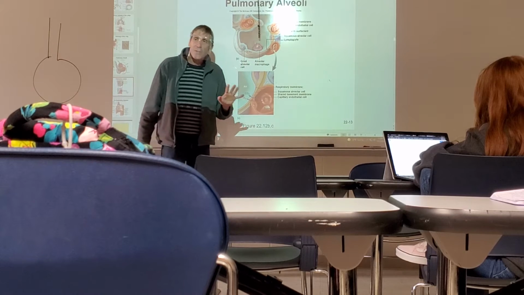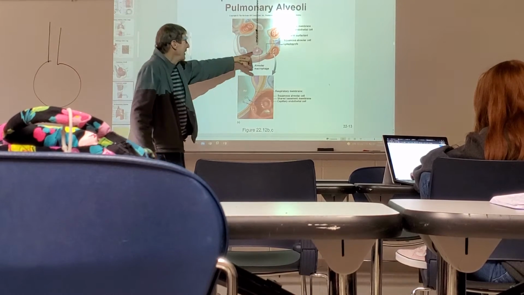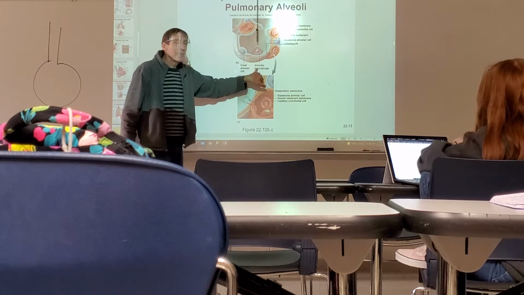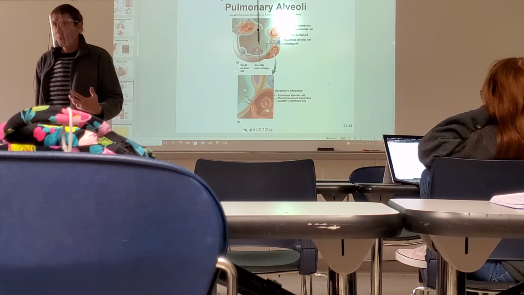There are a couple other cell types I need to mention inside the alveolus. One, see this reddish looking thing right here? That's a macrophage. Remember, a macrophage is basically a monocyte that's left the circulatory system.